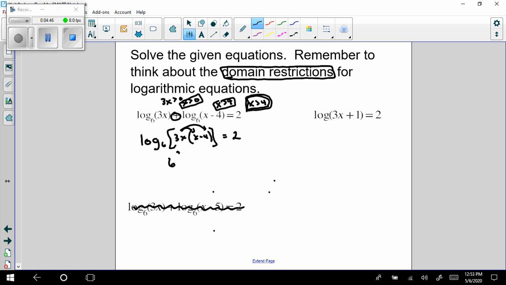So 6 squared equals 3x squared minus 12x. So we're solving a quadratic. Some of us forget what we need to do in order to solve a quadratic. We have to set it equal to 0. So I know 6 squared is 36, so I get 3x squared minus 12x, and I'm going to subtract that 36. So now my quadratic is equal to 0.